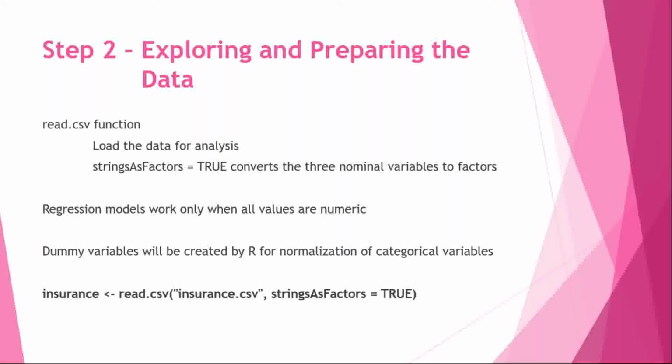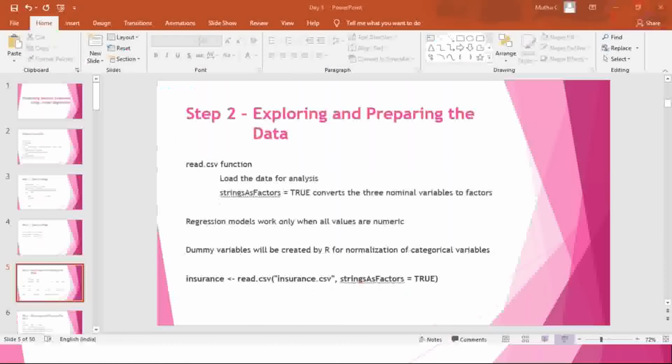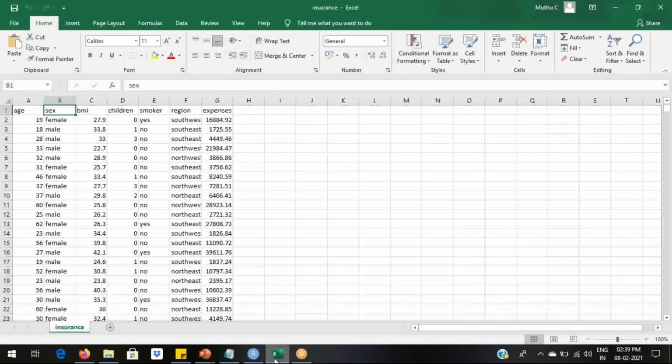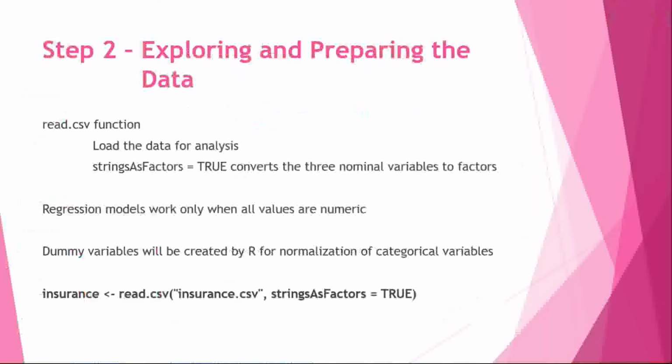read.csv. So read.csv is an inbuilt function. The read function reads a comma separated values file as input. Here insurance.csv, this Excel sheet is the input. And since we have categorical, that is nominal variables, we are asking it to convert the strings into factors.